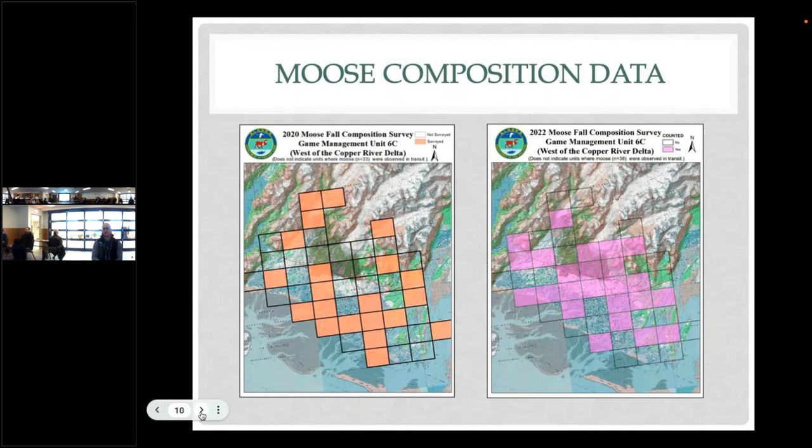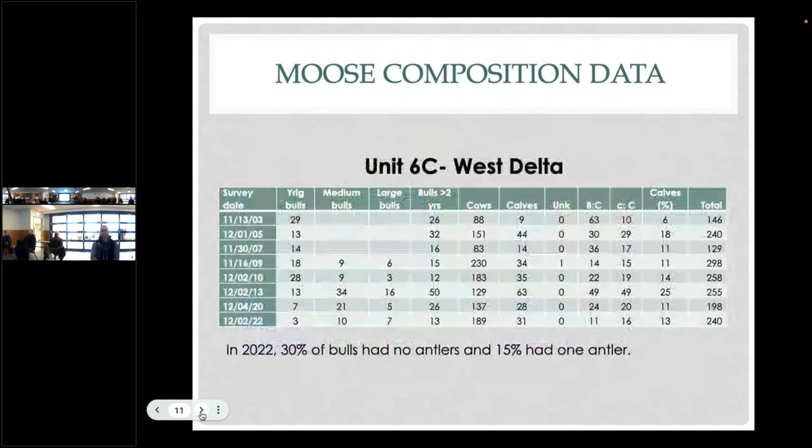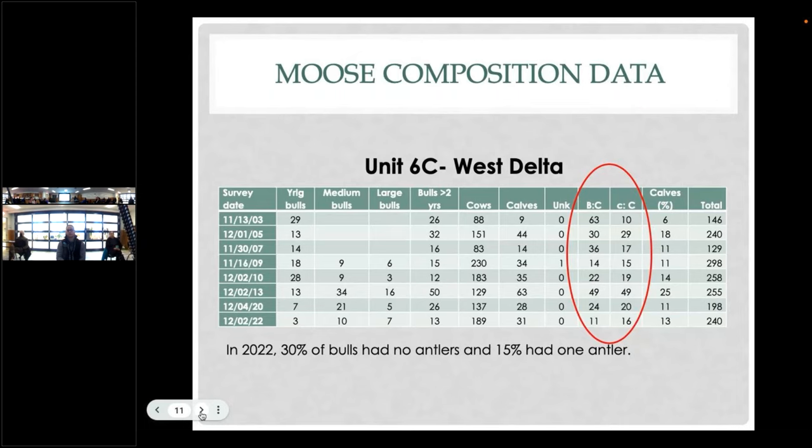So to give you a summary of the results, these are all the results of the last 20 years, but the most important column here is this bull-cow ratio and calf-cow ratio. This is bulls per 100 cows, calves per 100 cows. And our objective for the West Delta is 25 bulls per 100 cows. You can see when I looked in 2020, we were pretty dang close. That's pretty much on target as far as I'm concerned. We're at 24 bulls per 100 cows. Calf-cow ratio was good.